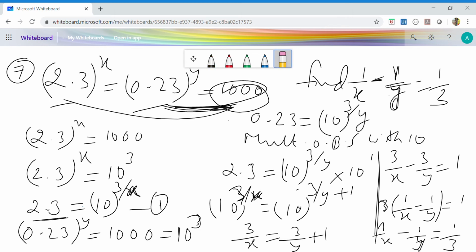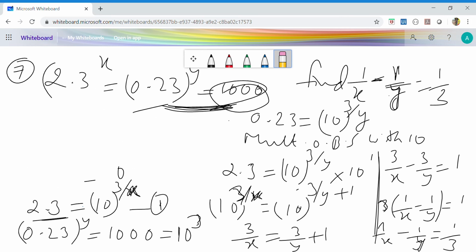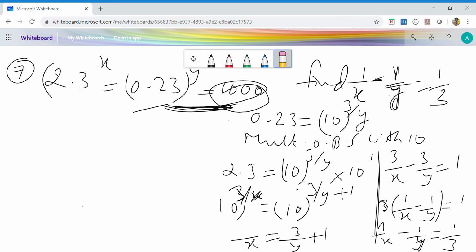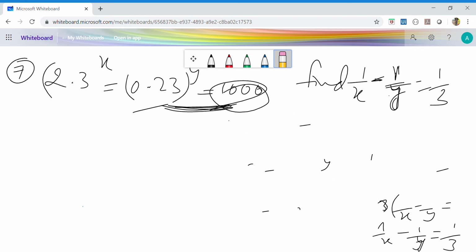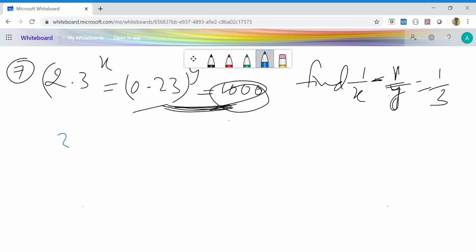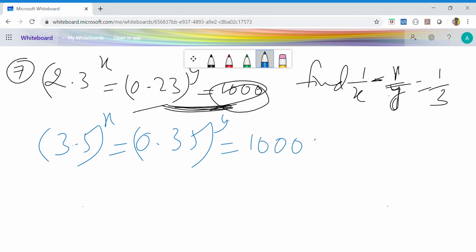And if any numbers, instead of giving 2.3, they will give 0.35, like 3.5, in such cases also you can do the same solution and you will get the answer. That means I'll explain: 3.5 whole to the power of x is equal to 0.35 whole to the power of y is equal to 10,000. Then what is the value of 1 by x minus 1 by y? It's 1 by 4.